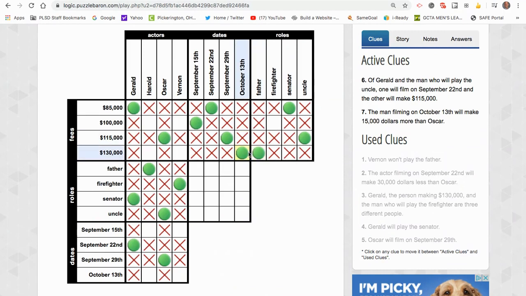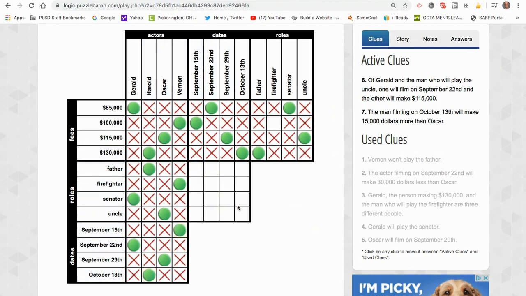So now, if you can figure out who the father is, which is indicated right here, it's Harold. Harold now has to be making $130,000. That leaves us that one. And then we can figure out this bottom one just by looking here that if Harold is $130,000 and he is the father, we check this $130,000. October 13th is his date. So we solve that there and we solve that there.